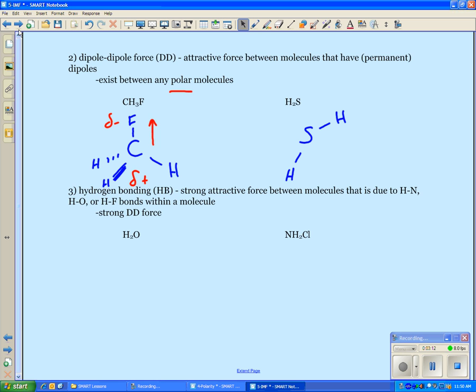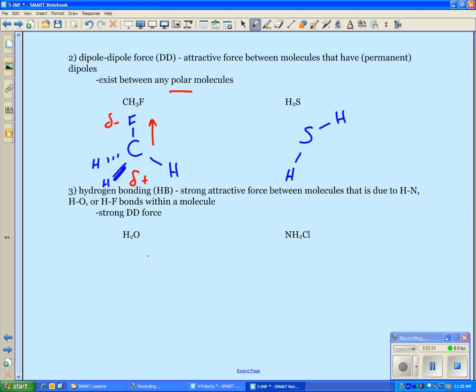The third type of intermolecular force is called a hydrogen bond. This is a strong attractive force between molecules that contain a hydrogen-nitrogen bond, hydrogen-oxygen bond, or hydrogen-fluorine bond within the molecule. Essentially, this is a really strong dipole-dipole force.